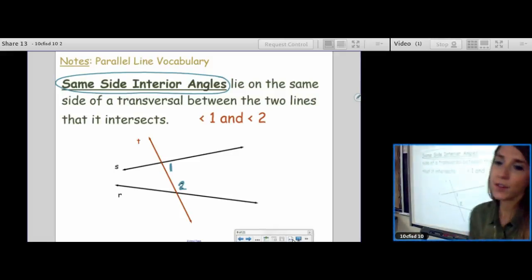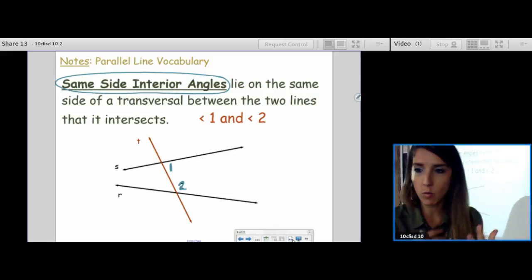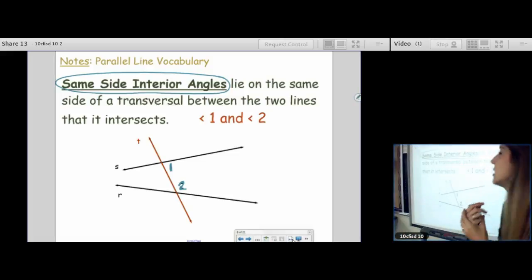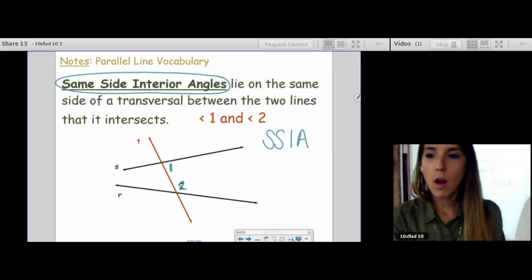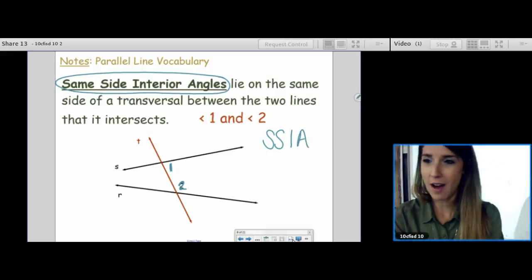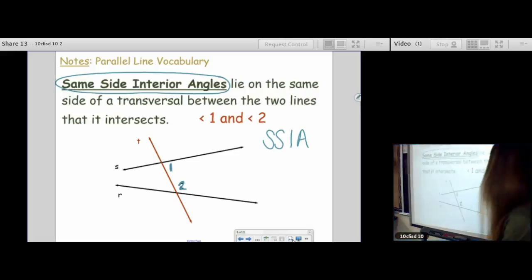If you do ever abbreviate this, like when you're doing your homework and you want to save time, you would abbreviate it like this. All caps, and don't leave the A off. Same side interior angles. SSIA. Okay, moving on.